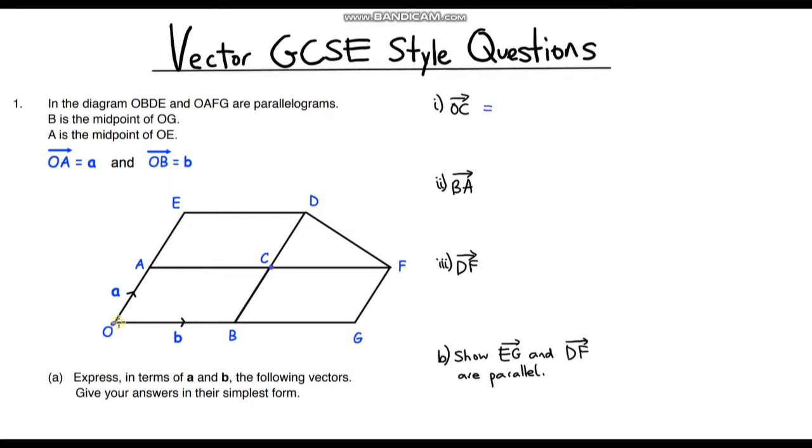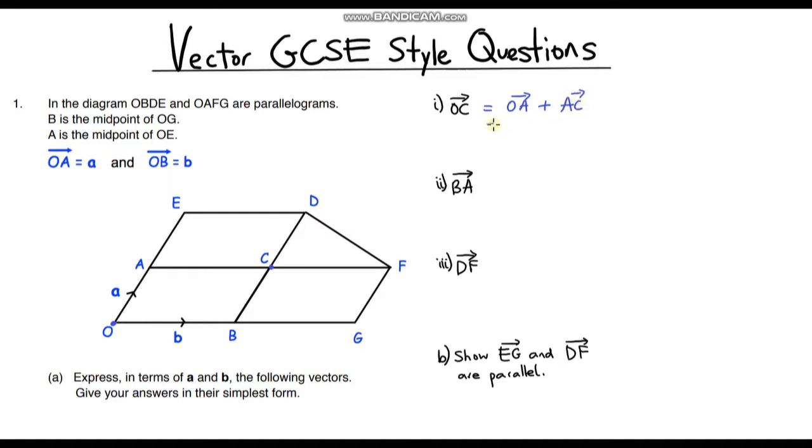So we can't just draw a line from O to C. That pathway is blocked off. We can only take pathways that we know. So we can go from O to A. So let's do that first. So we can go from O to A, and then we're going to add on this vector here from A to C. So A to C.